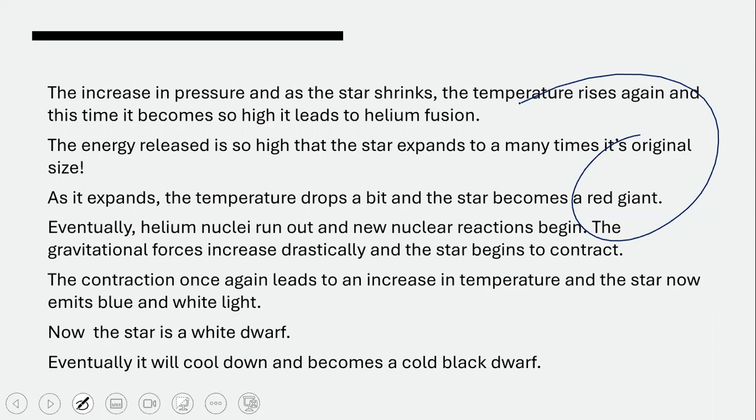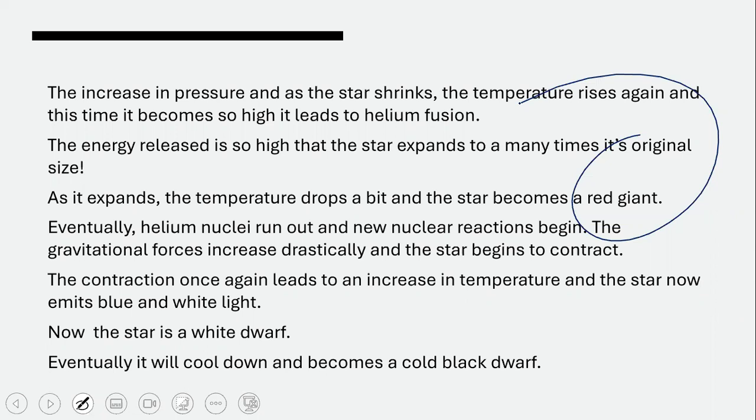But again, same problem as before. Eventually, the helium will also run out. Eventually, the helium will also be gone. Hydrogen ran out, so eventually helium will also be gone. And once the helium is gone, what is going to happen?